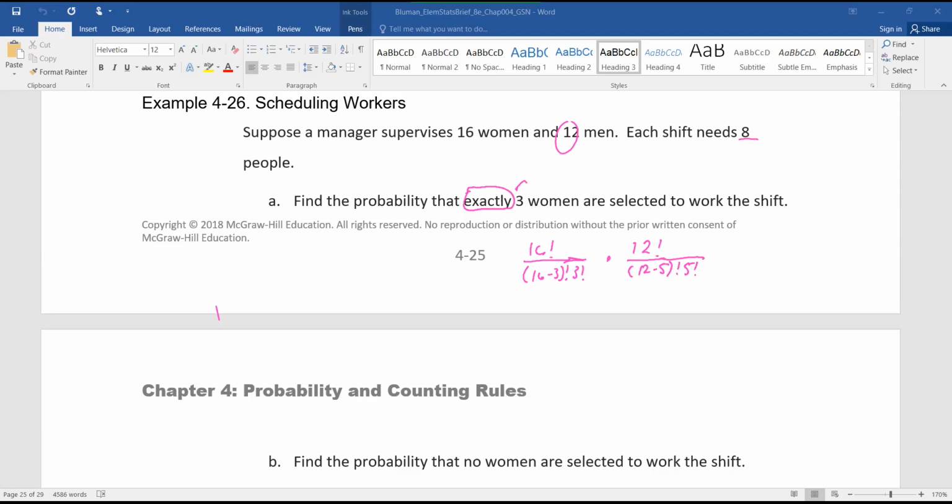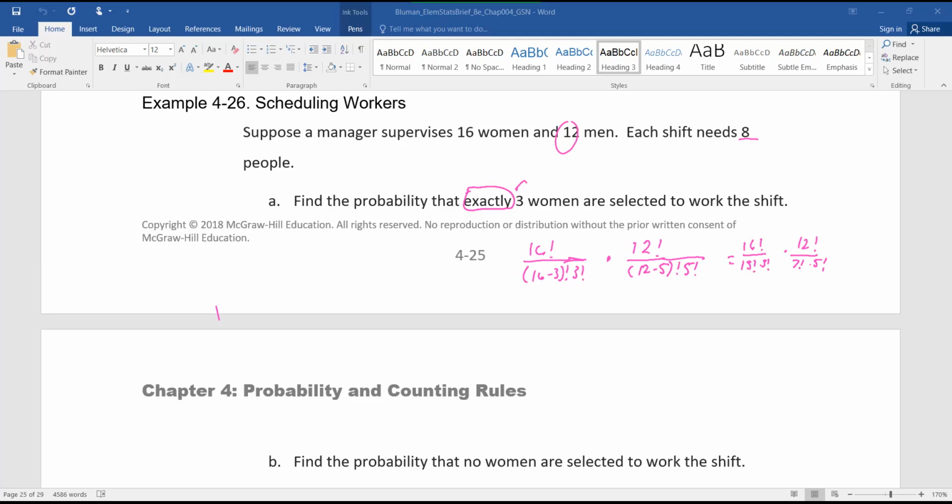So there's my other combination there. All right. So then we can do this work. So after this point, this will be 16 over 13 factorial times 3 factorial, times 12 factorial over 7 factorial times 5 factorial.